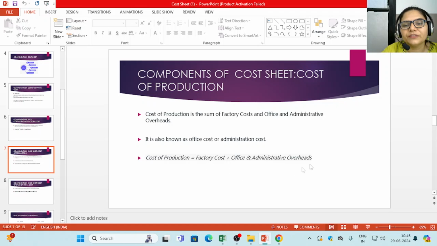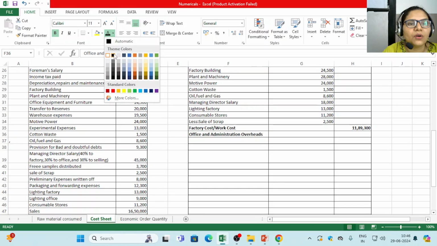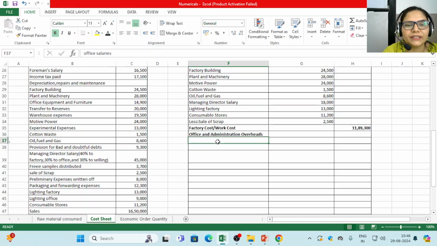In factory cost, we need to add office and administrative overheads, then we will arrive at a value of cost of production. So here we go, we will add office and administrative overheads. Office and administrative overheads are the overheads which are not incurred at the factory floor but are a part of administrative tasks of the manufacturing concern. So first is office salary. By name you can easily understand. Office salaries are given in the question.